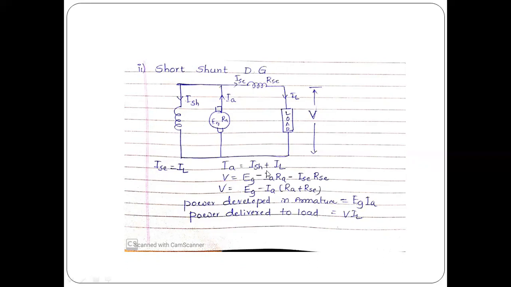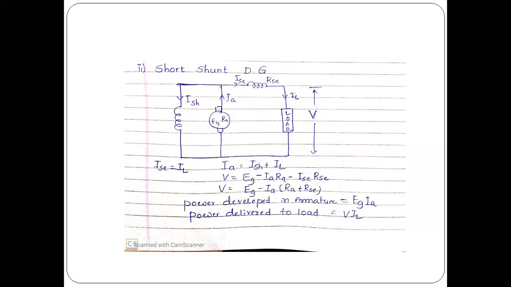Ia is equal to Ish plus IL. So V is equal to how much? If you apply KVL for this part, it is Eg minus Ia into Ra minus Isc into Rsc. That is the terminal voltage across the load here. Power developed in the armature is Eg into Ia. Power delivered to the load is V into IL.